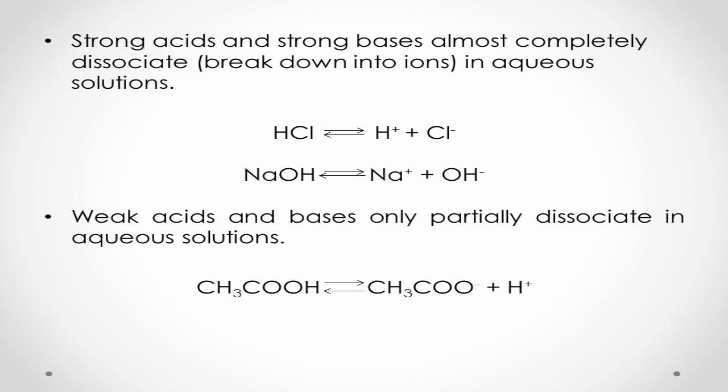Here you see an example of a strong acid and a strong base. Hydrochloric acid almost completely dissociates into H plus ions and chlorine minus ions. And sodium hydroxide breaks down in an aqueous solution into sodium plus and OH minus ions. An example of a weak acid is acetic acid, or ethanoic acid, which only partially dissociates in water into H plus ions and the acetate ion.